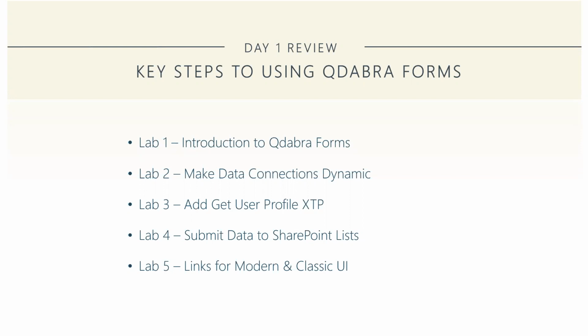So that's Lab 1. In Lab 2, we showed you how to make your data connections dynamic. This is really important when you're doing migrations from one environment to another. If you have a lot of data connections, you don't need to manually update those data connections from InfoPath. By just using the Dynamic Data Connections XTP, you'll be able to change the URLs dynamically. We're just configuring that XTP. I hope you were able to follow that lab along and implement that in your own form templates.